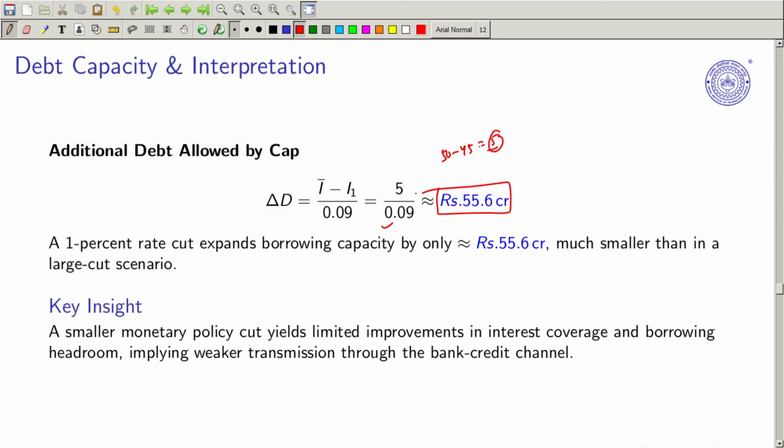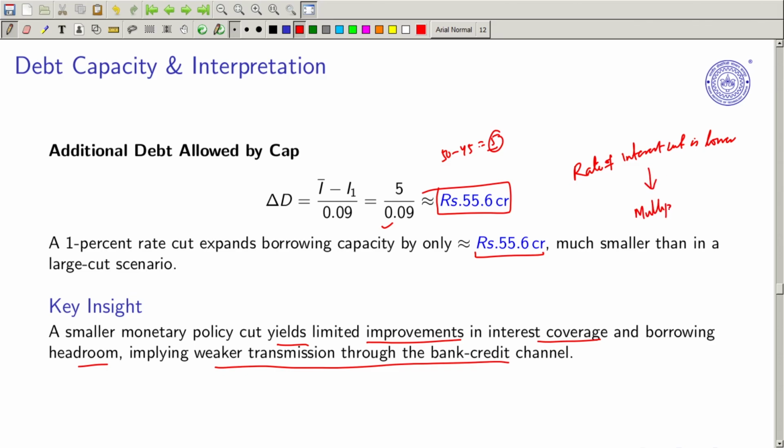So a 1% decline increases the borrowing capacity of the firm by 55.6 crore, much smaller than in the larger cut scenario. A smaller monetary policy cut yields limited improvements in interest coverage and borrowing headroom, implying weaker transmission through the bank rate channel. If the rate of interest cut is lower, then you have a lower multiplier effect, because the borrowing capacity of the firm goes up by less.